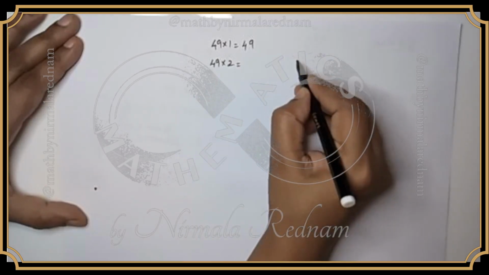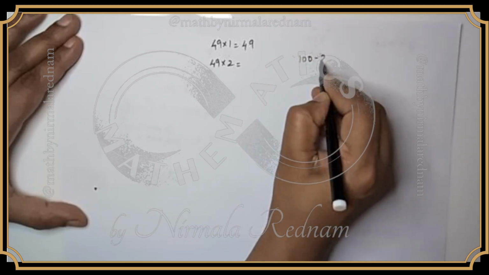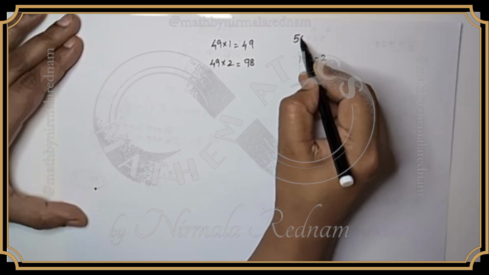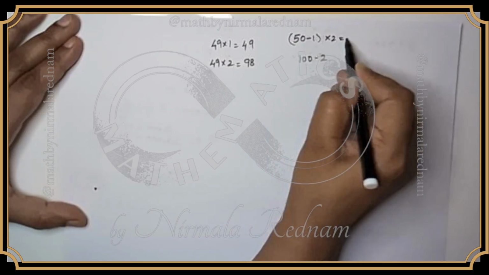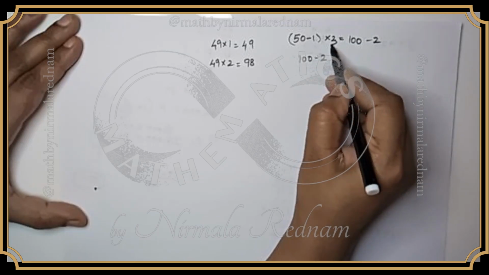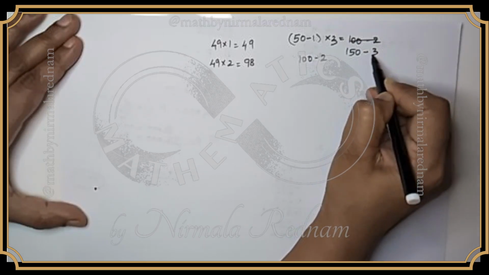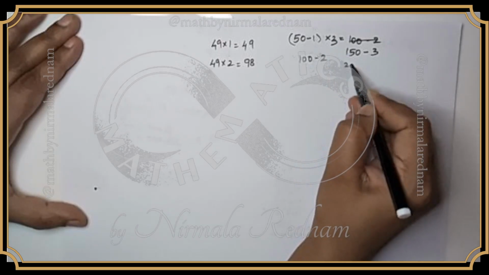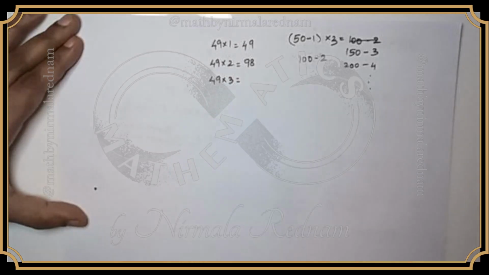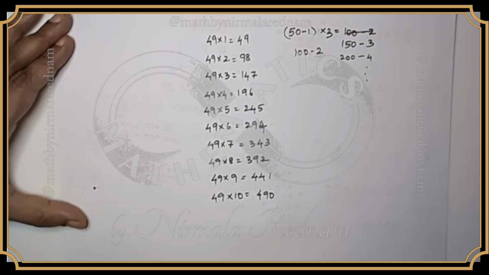Now what is 49 twos? You already know 50 twos is 100, right? So from this, if I subtract 2, I'm going to get 49 twos. And why is that? Because 49 is nothing but 50 minus 1. So into 2 is nothing but 52 is 100, which is very simple, minus 2. So here if I have 3, I'm simply going to have 150 minus 3. If I have 4, I'm going to have 200 minus 4 and so on. So quickly let's write down the table in that fashion. Right? So this is my 49 table.